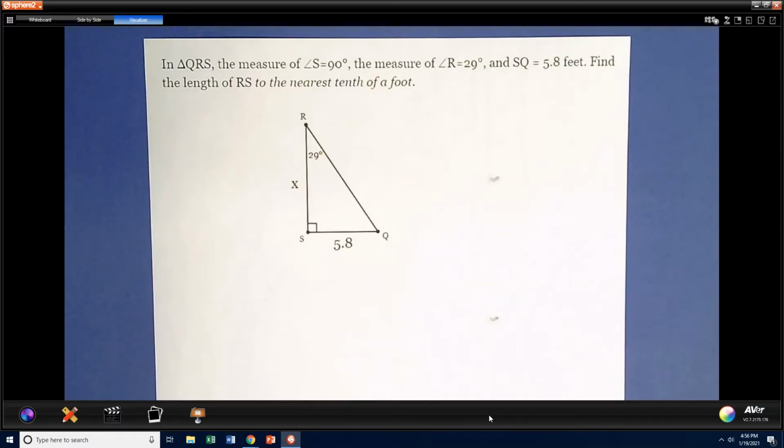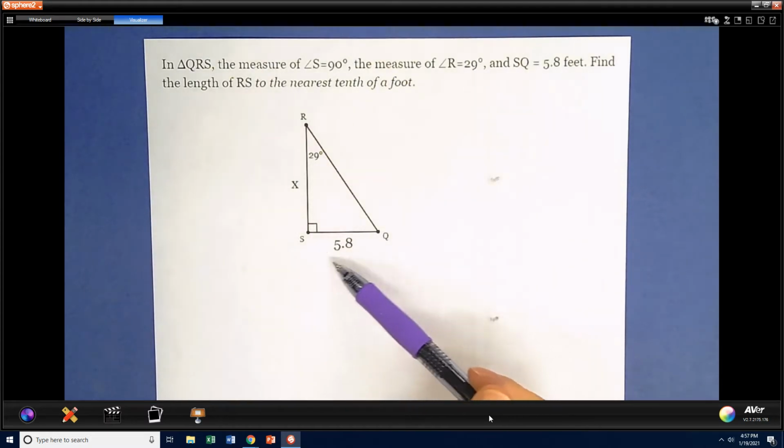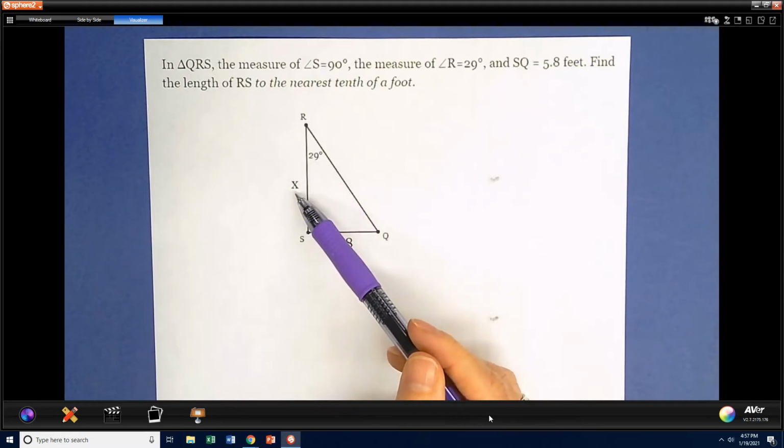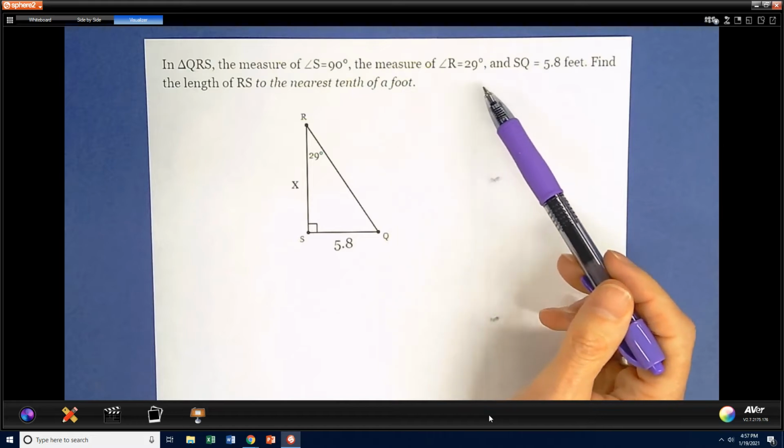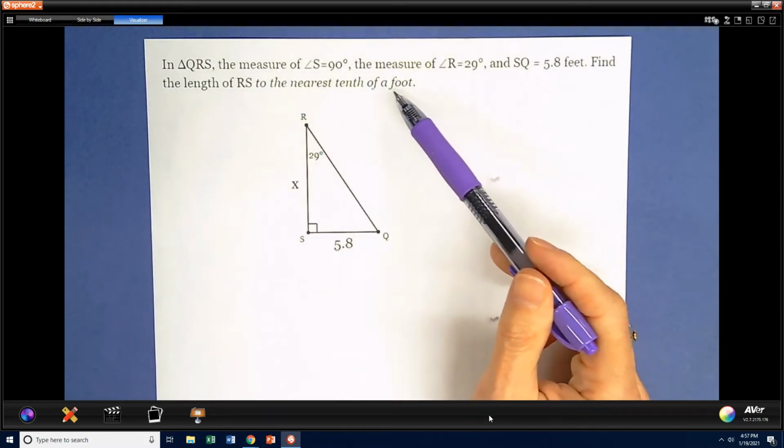In this video, I'm going to show you how to find the length of a side of a triangle using trigonometry. In this case, we're given the triangle and some measurements: one side here, an angle, and our unknown side.